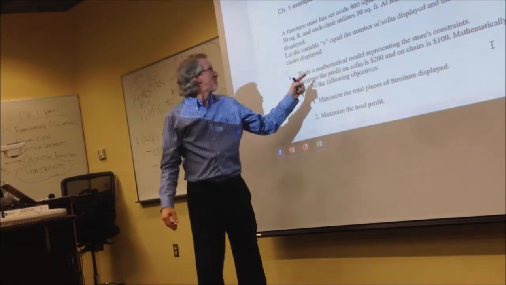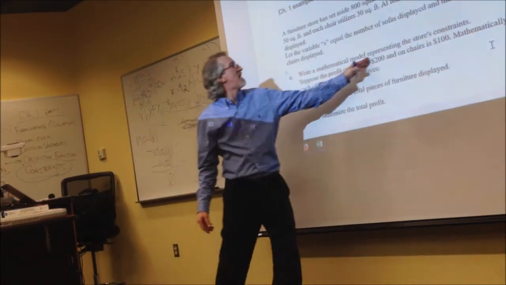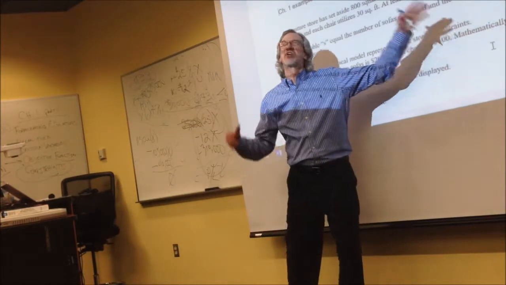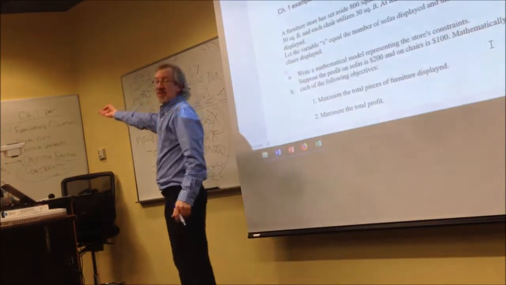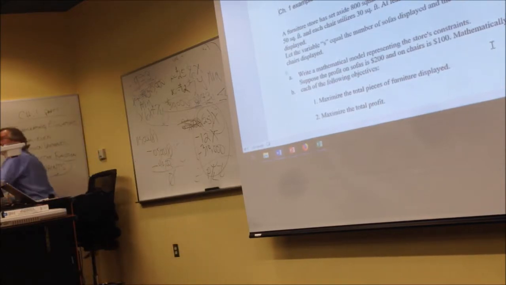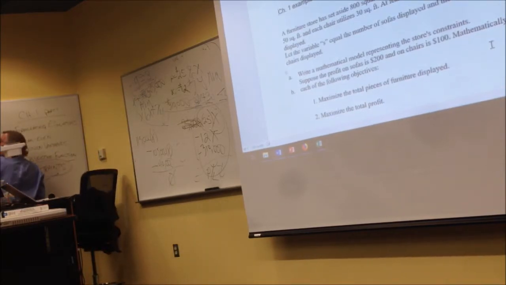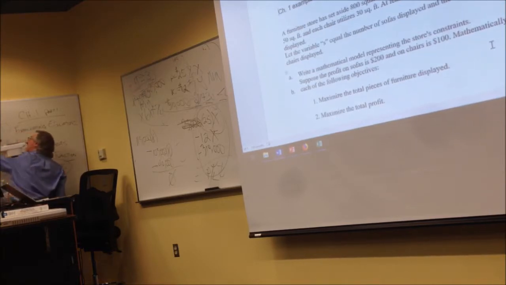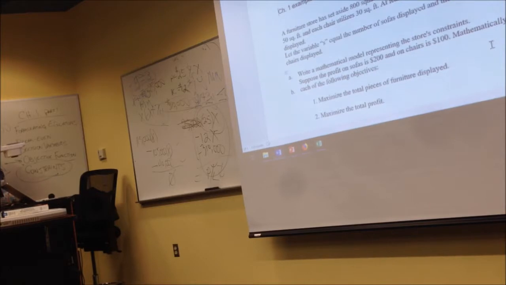Okay. Ready? We want to write a mathematical model that represents a store's constraint, because they only have 800 square feet available. However many sofas and however many chairs, when added together, cannot use up any more than 800 square feet. But wait a minute. S doesn't represent the square footage of a sofa. It's just how many sofas. I have to represent the square footage being used by each sofa. So what do I do with the S?